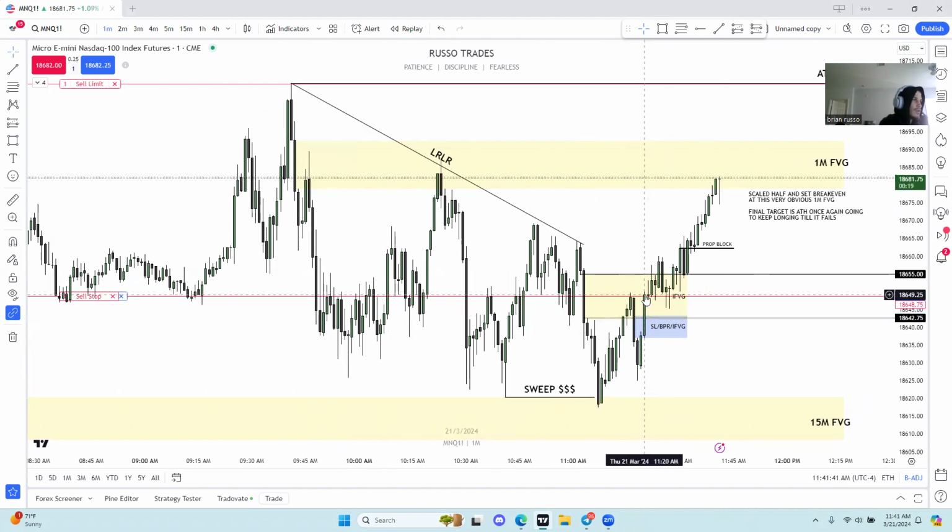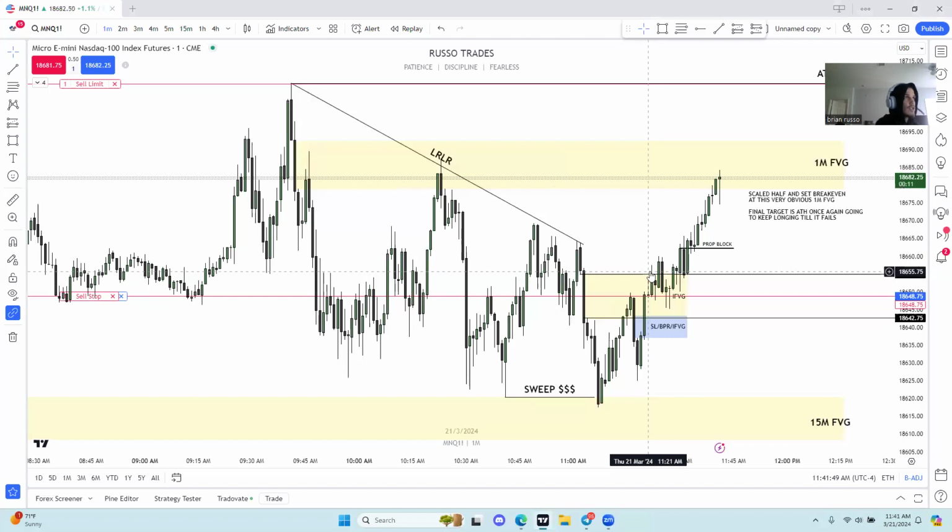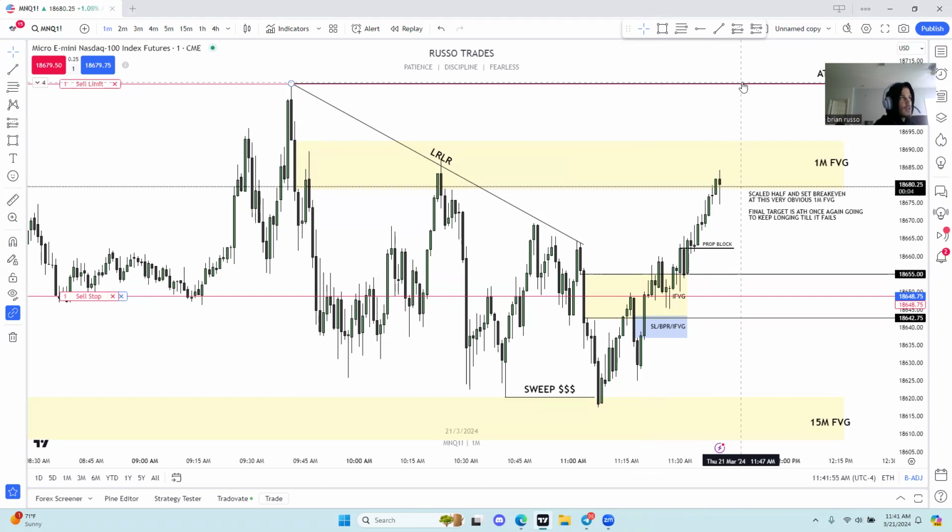So I'm like, okay, we inverse this fair value gap. We put in an order block, and then we inverse this one. Once we inverse this fair value gap right here, I was in. As you can see, I'll show the before and after, and my final target is the all-time highs again, because we just keep making all-time highs. So I'll keep targeting all-time highs until longs just stop working.